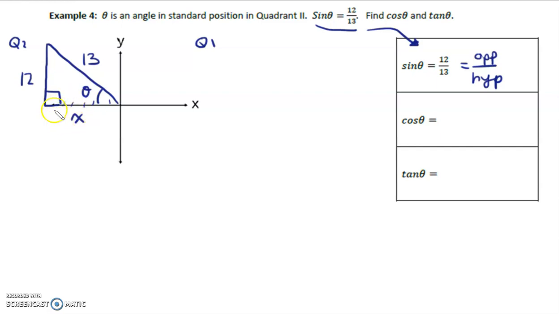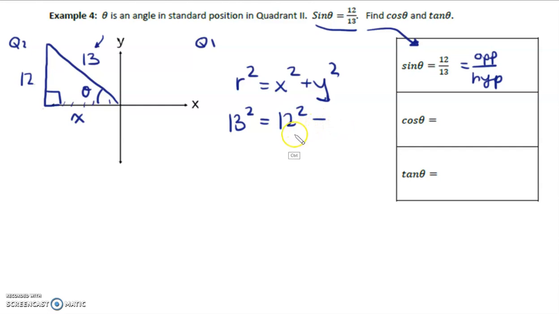First we have to solve for x, and then we're going to use the same numbers and put them into cos and tan. So we know r squared equals x squared plus y squared. Specifically, this 13 has to be the radius, the hypotenuse. So 13 squared equals 12 squared plus, oh, you know what? I'm going to put in x squared, because this time it does matter since we're calling this our x coordinate. So we get 169 equals x squared plus 144.